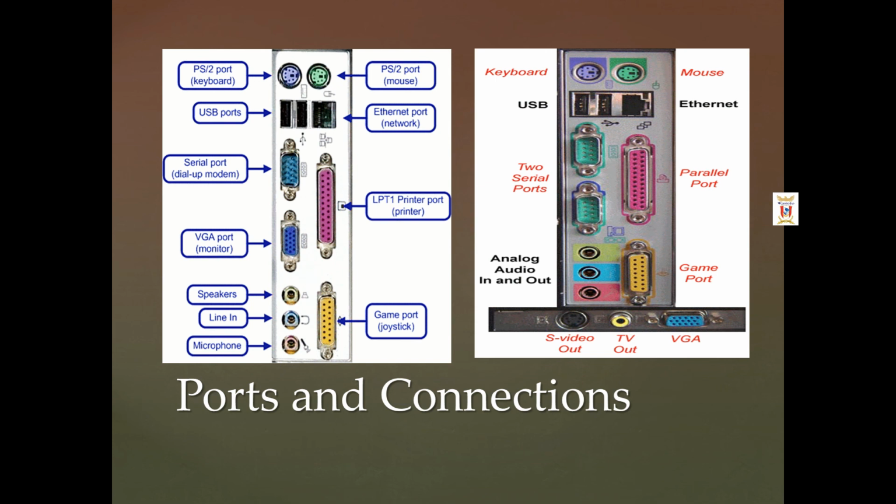Next we have three ports: line in, line out and mic port. The line in port is used for external audio to the computer. The line out port is used for external speakers and headphones, and the mic port helps you plug in microphones. You can see the pictures of all these ports in your book also. Otherwise I have shown you the pictures here.